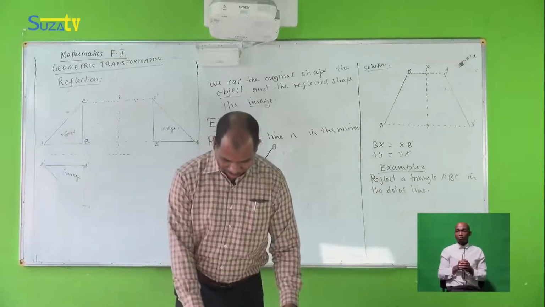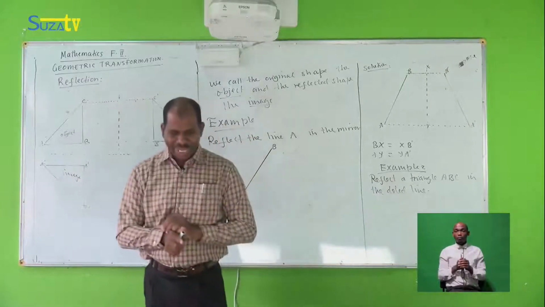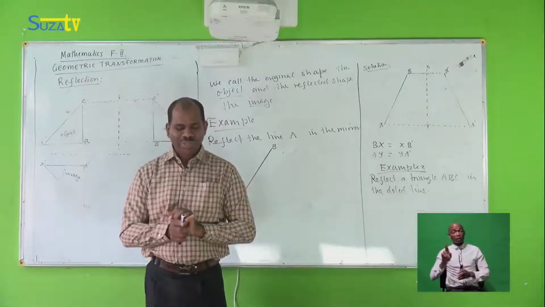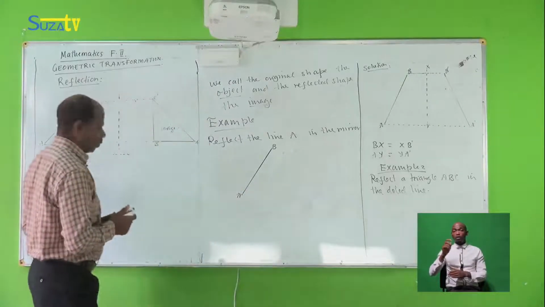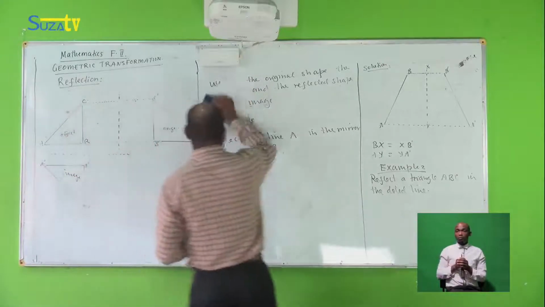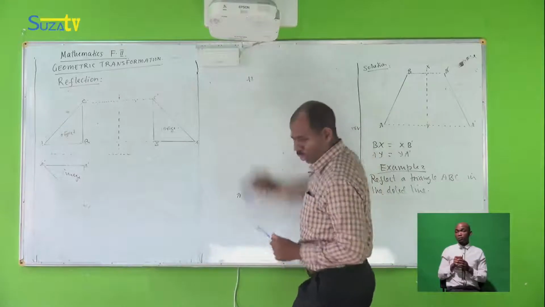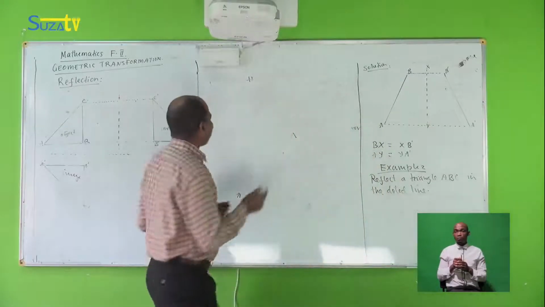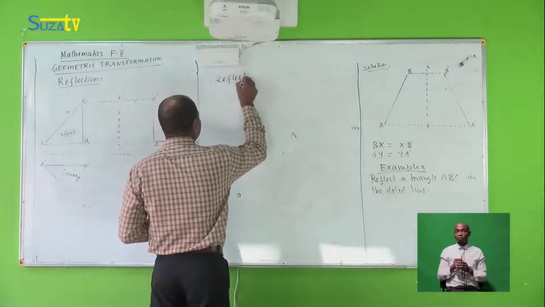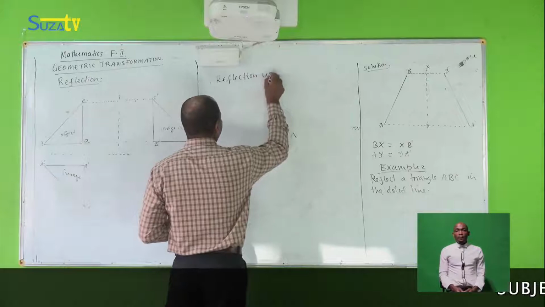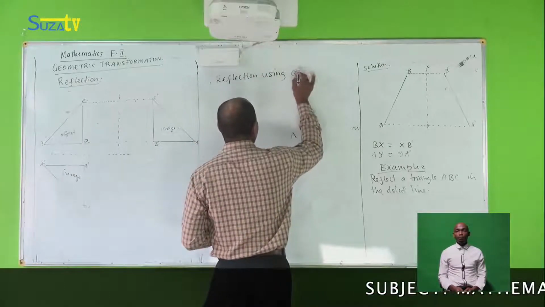And now we can reflect a point by using coordinates. We call it reflection using coordinates.